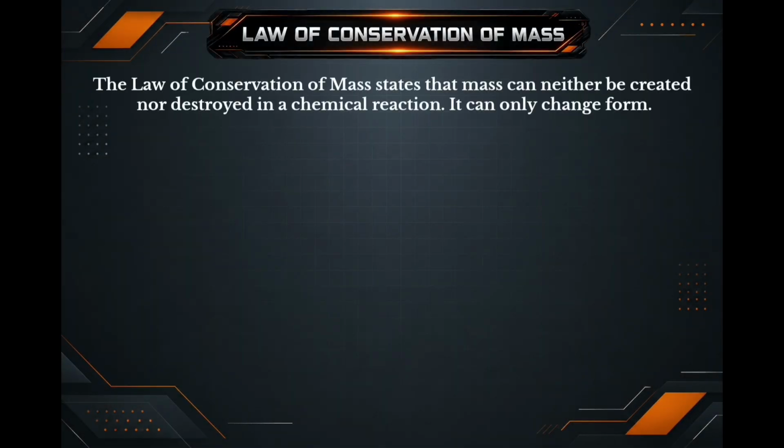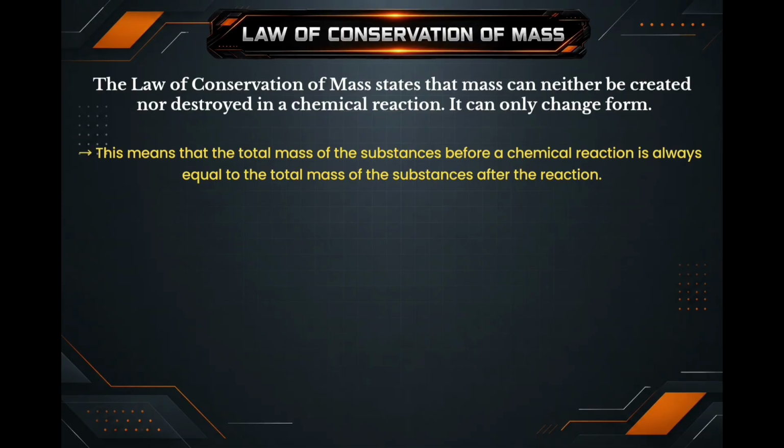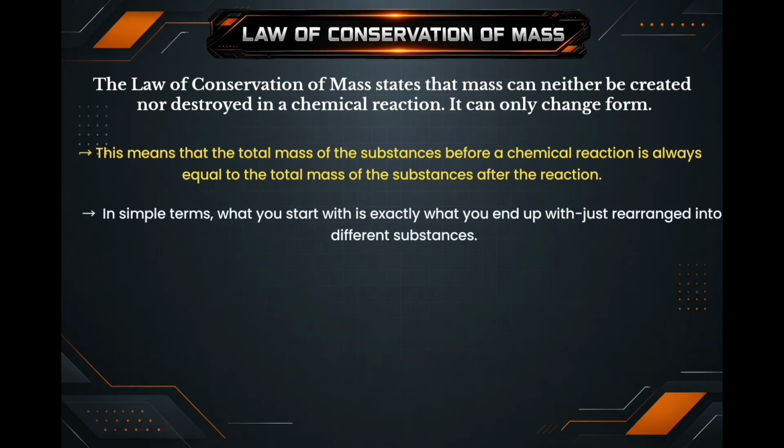The law of conservation of mass states that mass can neither be created nor destroyed in a chemical reaction. It can only change form. This means that the total mass of the substances before a chemical reaction is always equal to the total mass of the substances after the reaction. In simple terms, what you start with is exactly what you end up with, just rearranged into different substances.